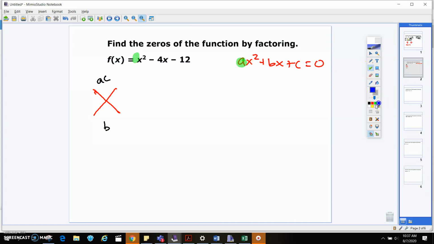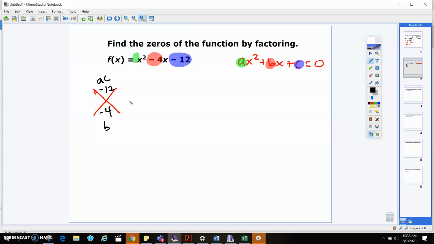Okay, so my A term is going to be 1. What is my C term? My C term is over here at the end. It doesn't have an x attached to it. It's negative 12. Okay, so my C term is going to be negative 12. So what is 1 multiplied by negative 12? That's going to give me negative 12. So A times C is 1 times negative 12. That's giving me negative 12 right here. B term is going to be right here. It's the number that's attached to just the x. So B term is going to be negative 4. So I'm going to bring that down here.